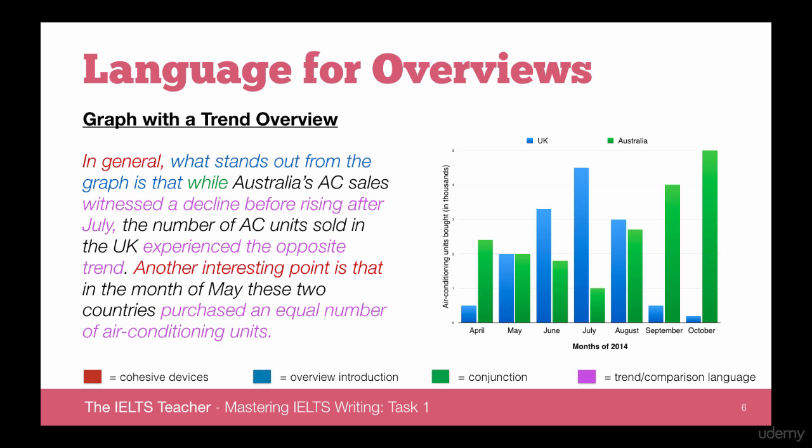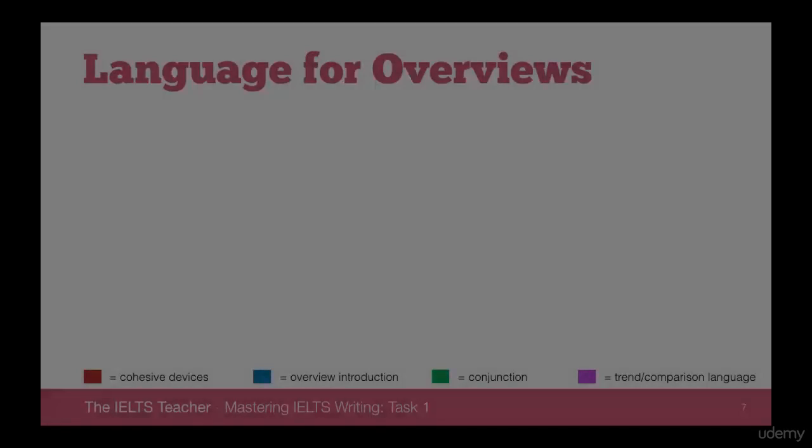Another interesting point is that in the month of May, these two countries purchased an equal number of air conditioning units. I've just included AC here because I wanted to keep it short for the slide, but I would recommend that you actually write air conditioning unit sales and the number of air conditioning units sold. So those are graphs with the trend.